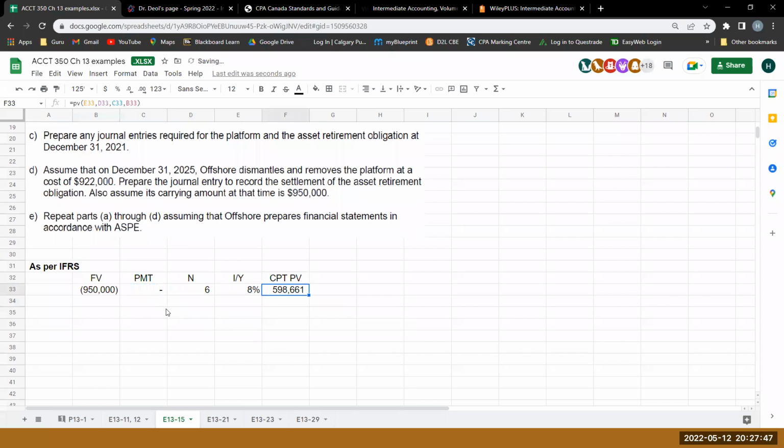Enter, you get present value is 598,661. So PV of the $950,000 is 598,661. I want everybody to make sure that they're able to calculate this, please. If you get stuck, I can maybe help you out here.